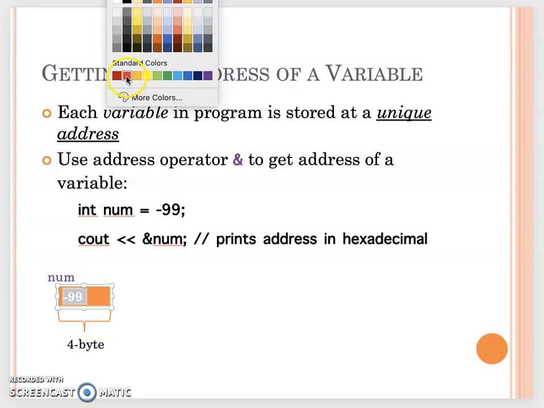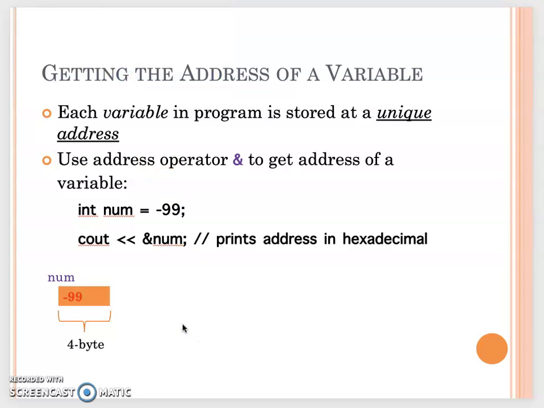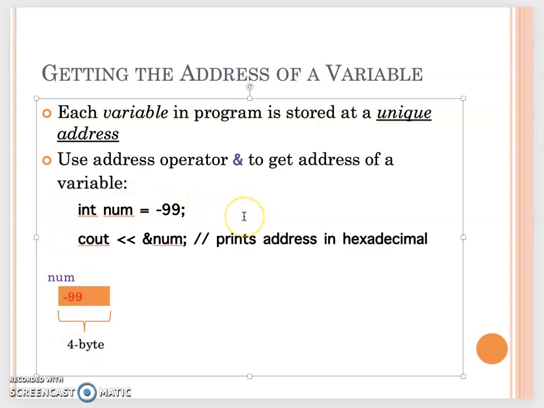So that's what happens in the memory. That's what we have when we define a variable. This one is how you write the definition in the program.